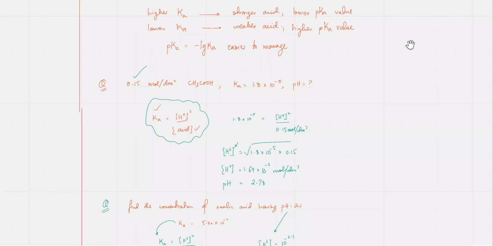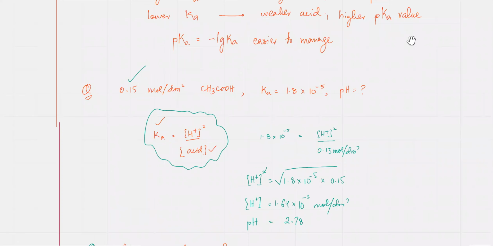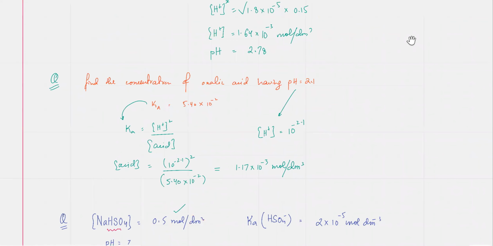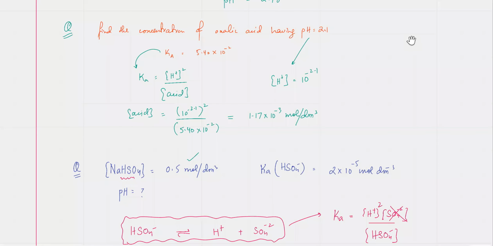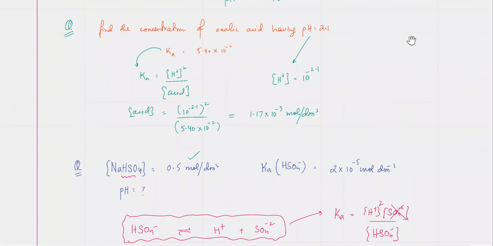So let's start. We were doing something to do with the dissociation constant K, and we had started talking about buffer solutions, right?